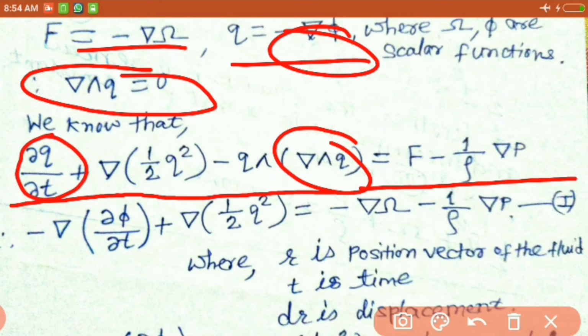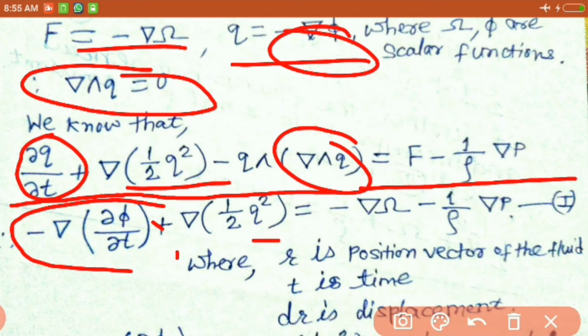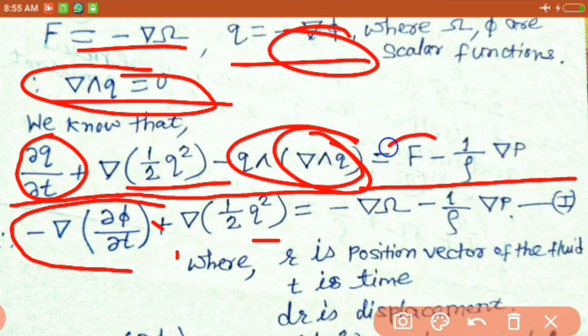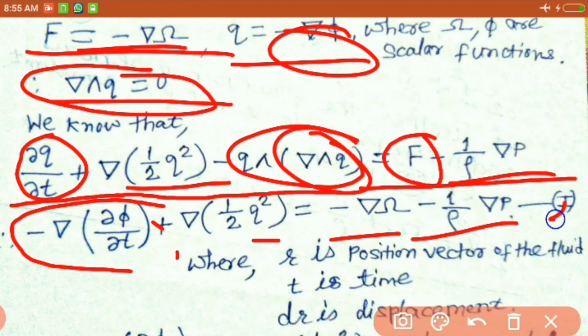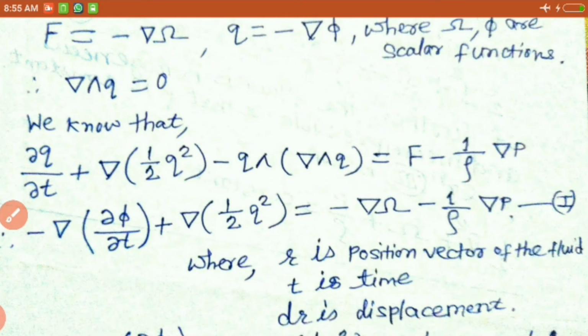So in place of dou q by dou t we get minus del dou phi by dou t, plus del 1 by 2 q square as it is. This term will be 0 because del cross q is 0. F is minus del omega, so here is del omega, and minus 1 by rho del p as it is here. Suppose this is equation number 1, where r is the position vector of the fluid, t is the time and dr is the displacement.